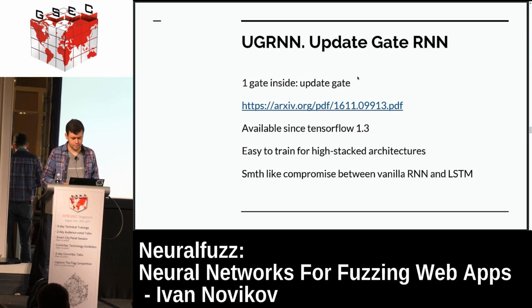It's a super obvious thing. It's available since the last version, TensorFlow 1.3, and it's easy to train for high-stack architectures. Google read this paper and explained how this UGRNN could look, to make the training process for high-stack recurrent neural networks faster. And as I mentioned before, it's some kind of compromise, something between vanilla RNN and LSTM. Hackers always use this word, compromise.